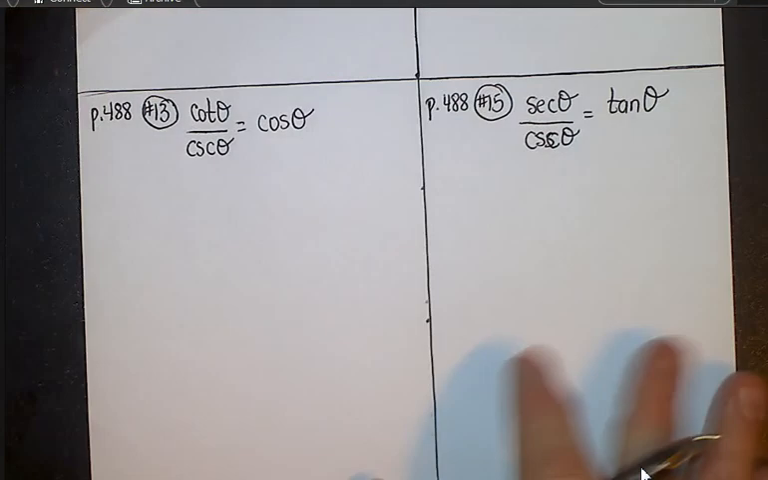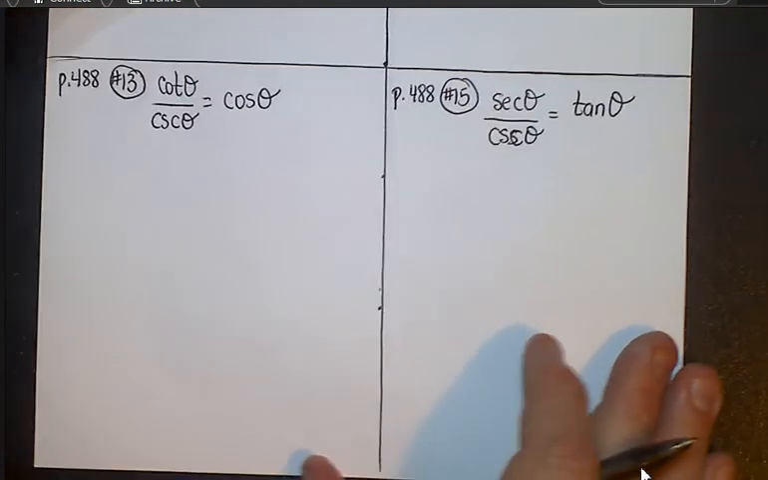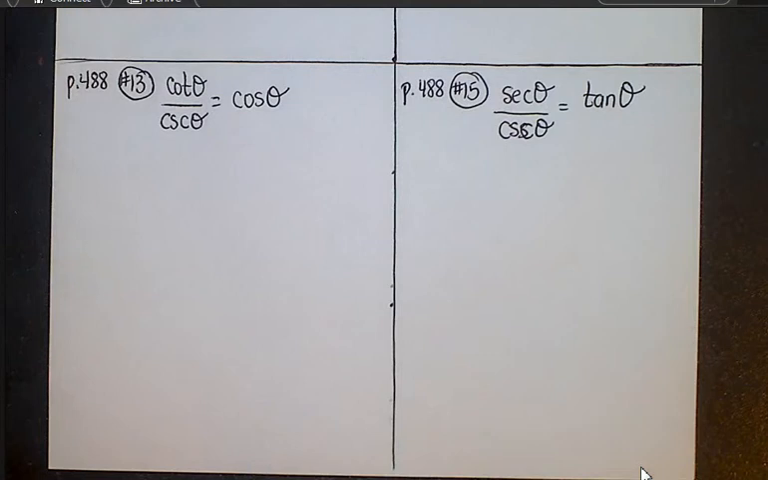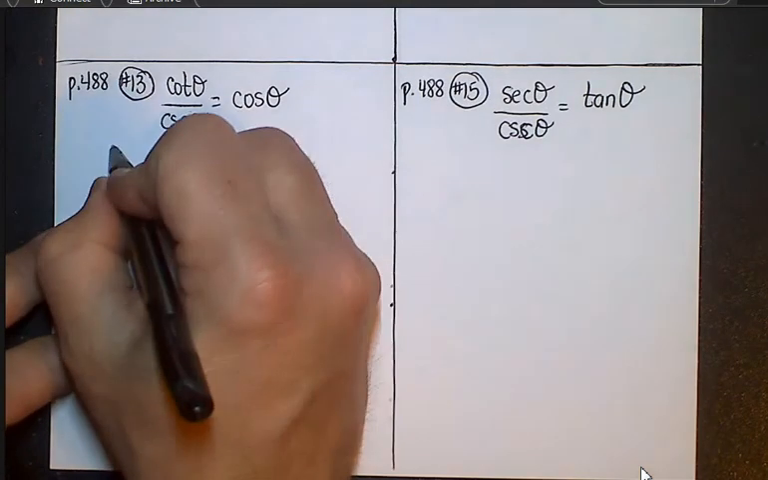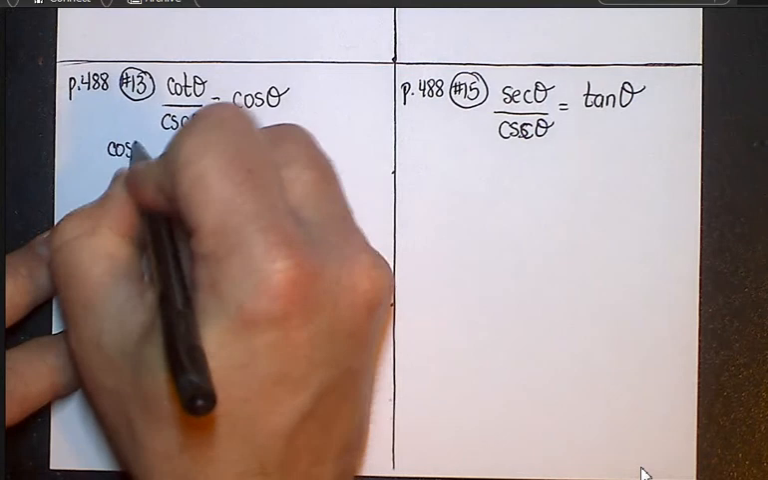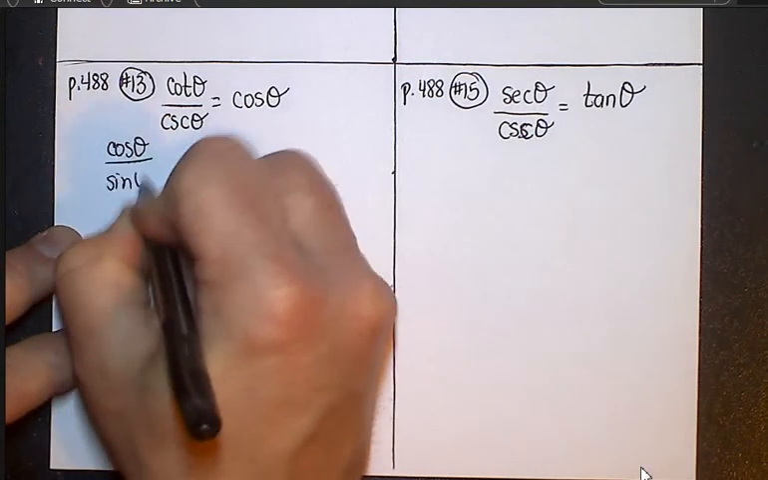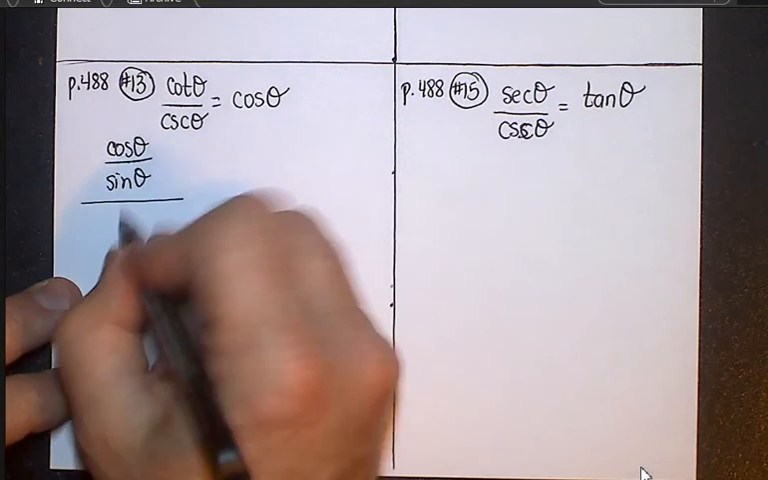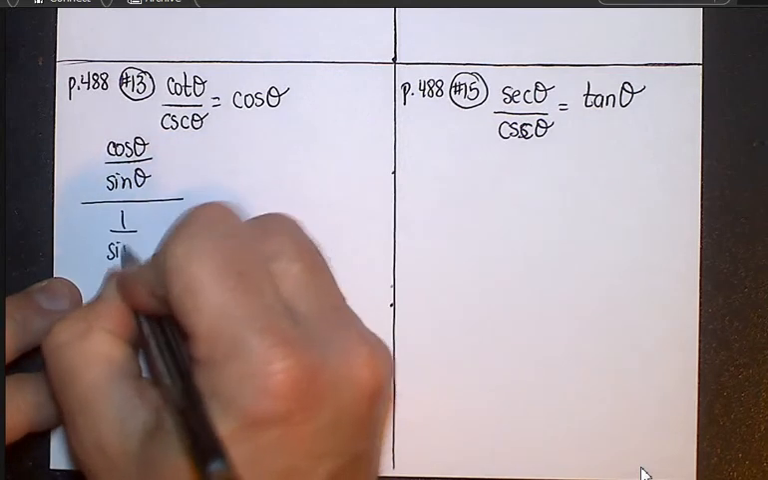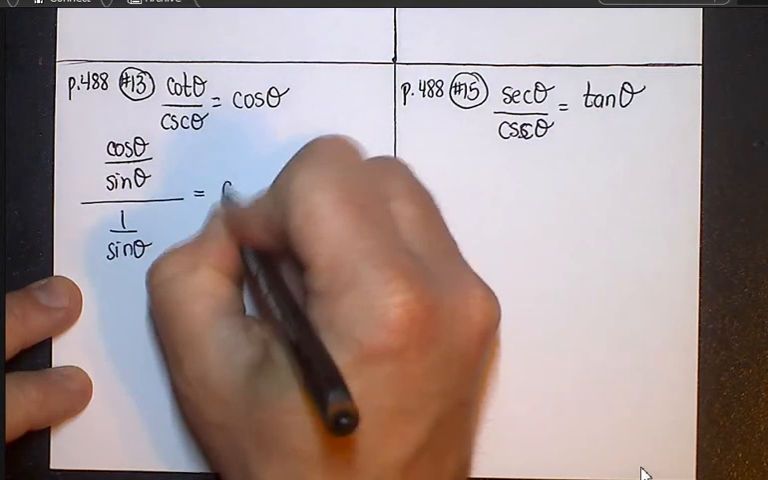The next question, which is 488, number 13. Alright, changing things to sines and cosines again. We got cotangent, which is going to be cosine theta over sine theta. And then that's going to be divided by cosecant, which is 1 over sine theta. And all of this is supposed to equal cosine theta.